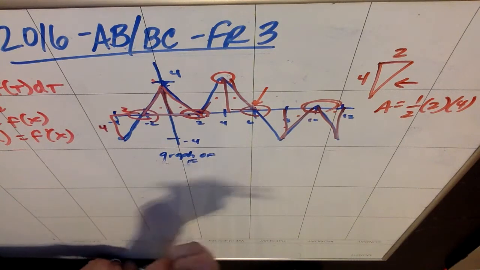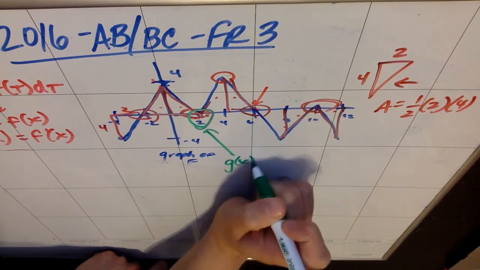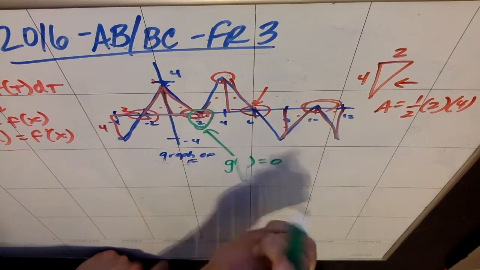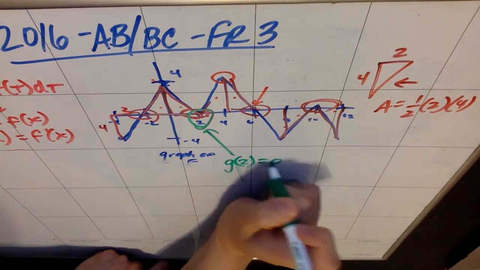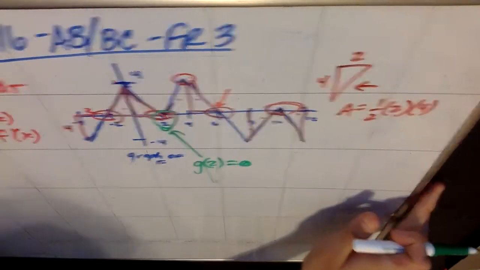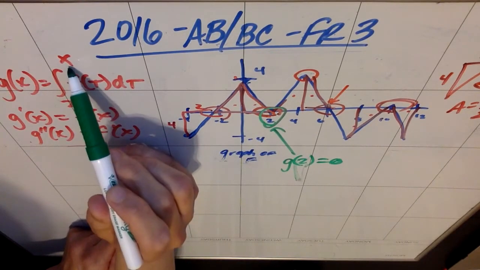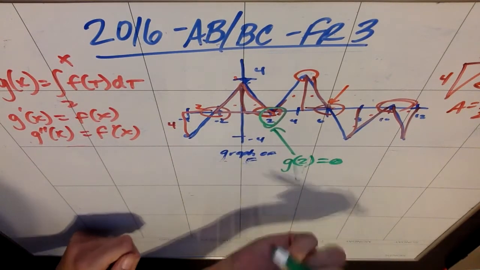Okay, so here's the deal. I know that g of 2 is 0. And the reason I know g of 2 is 0 is because g of x is the area. Sorry, wrong way. G of x is the area that I get when I integrate from 2 to x. So g of 2 has no width, so g of 2 is 0.